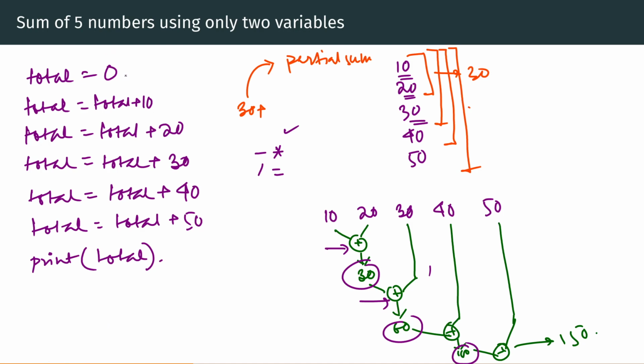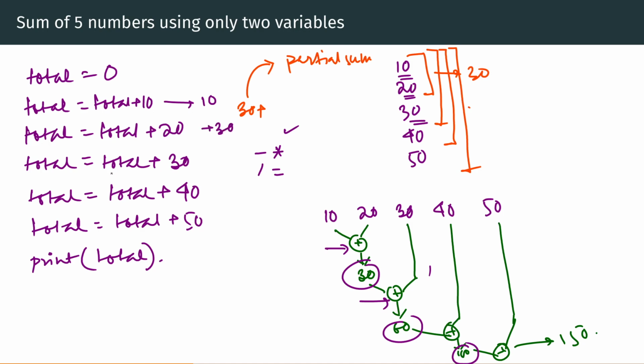Okay, so total started life with the value 0, right? Then you added the first number, so now total became 10. Then you added the second number to the previous value, so total was initially 10, and then you added 20, so now it becomes 30.